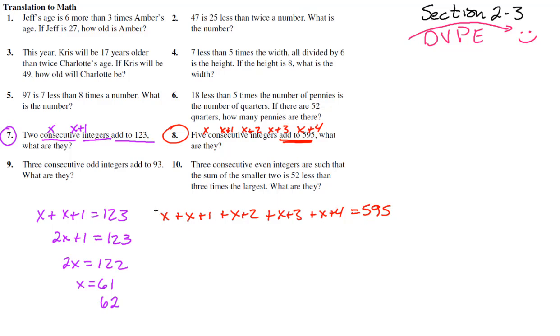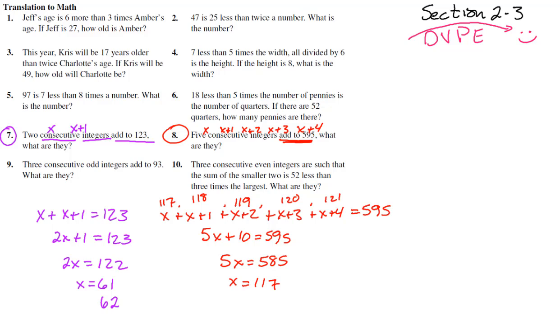We know how to do this. Do we have any parentheses? No. Do we have multiple x's? Yeah. 1, 2, 3, 4, 5 x's. 5x plus 1 plus 2 is 3, plus 3 is 6, plus 4 is 10, equals 595. Good. And nice, it's simple. We can now subtract 10. We get 5x equals 585. And then divide by 5 and we get x equals 117. Is that right? 117. So if x is 117, our 5 numbers are 117, 118, 119, 120, and 121. There are 5 numbers. Excellent.